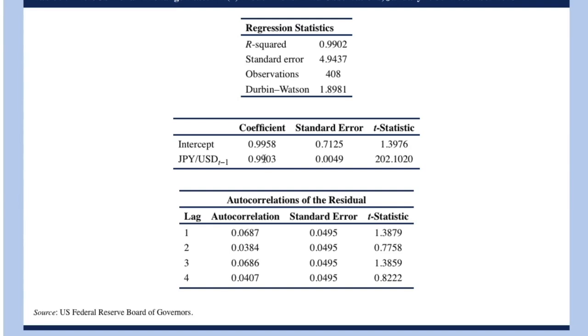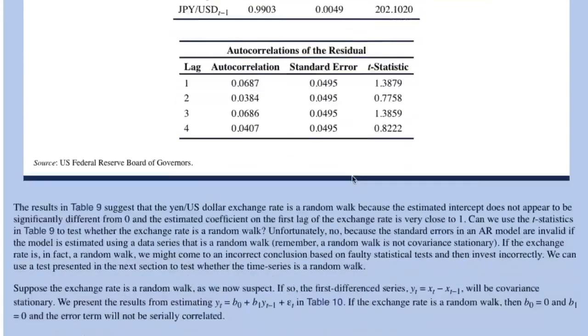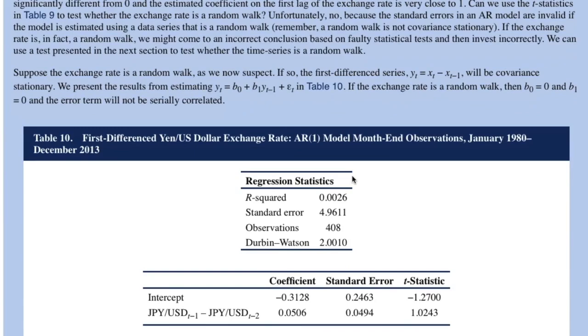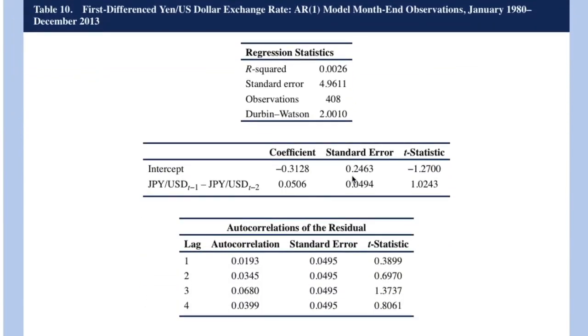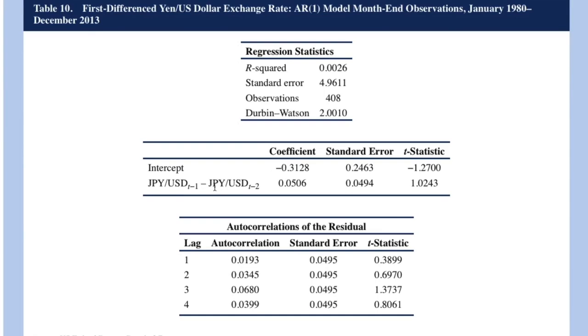Here's the problem. If we do have a unit root, this is a non-covariance stationary series, which means you cannot even trust the output from this. So let's just continue down here and see what we did. To get it to be covariance stationary, they took first differences. So now our variable is the first difference. We're going to predict the first difference by a lagged first difference.